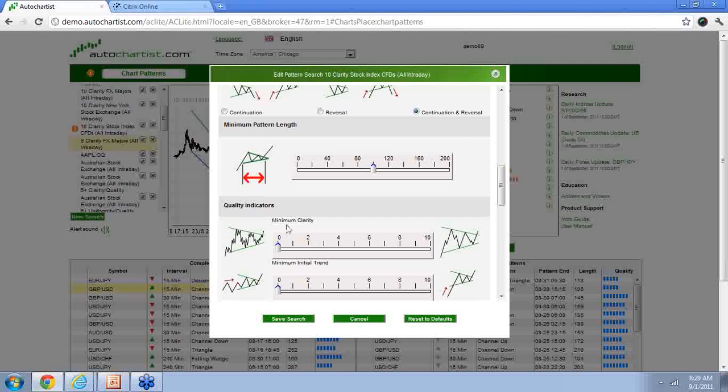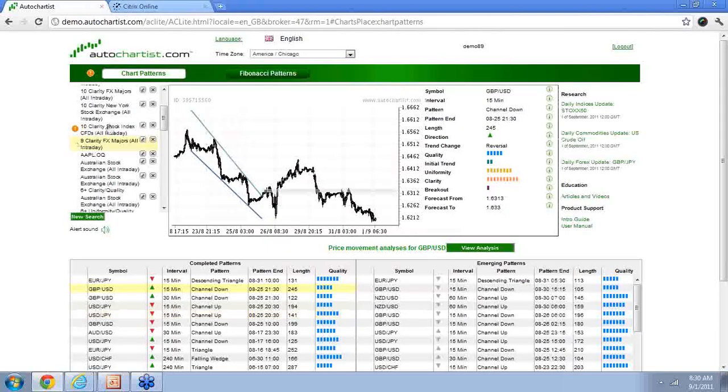Okay, now I've also set the clarity to 0, but I can set it as high as I want. I can set it to 10, and now it's only going to look for patterns that have clarity over 10 and at a minimum are 10 bars. Okay, so I can slide this bar to average, and it's going to pick up 5 or more. And again, the key is it's not going to find anything that has low clarity. Okay, now that's because I'm searching for all stock indices.